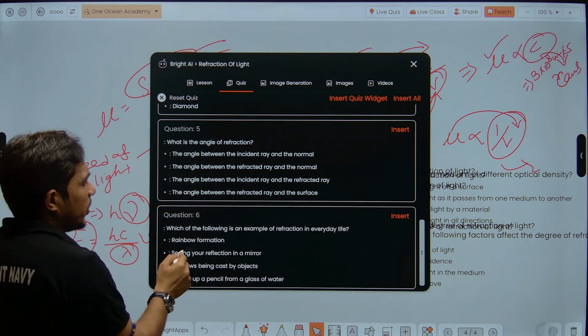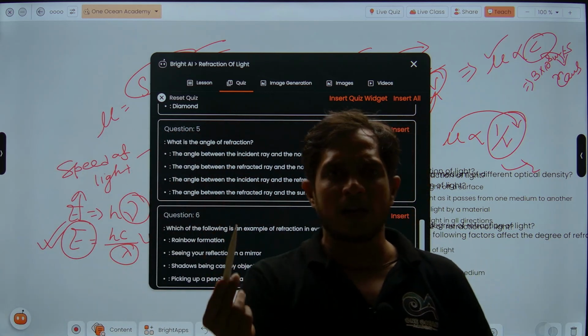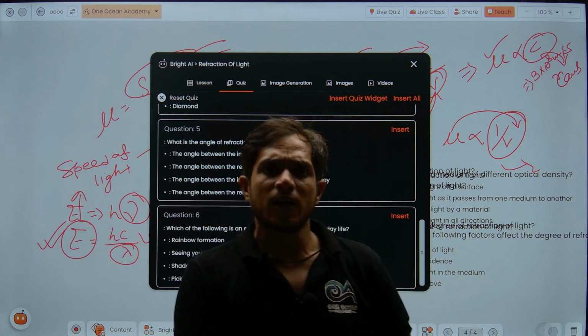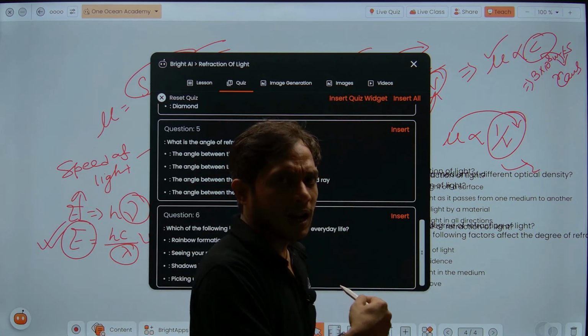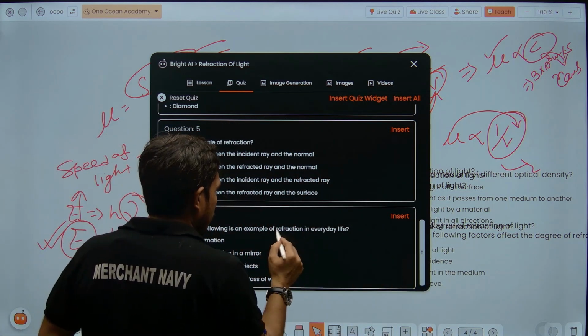Okay. Next, which of the following is an example of refraction in everyday life? Everyday life, everybody's life, university life, college life, hither life, thither life, my life, your life, and after that everything will be left with another wife.